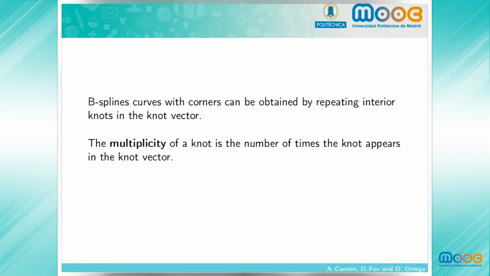B-spline curves with corners can be obtained by repeating interior knots in the knot vector. The multiplicity of a knot is the number of times the knot appears in the knot vector.